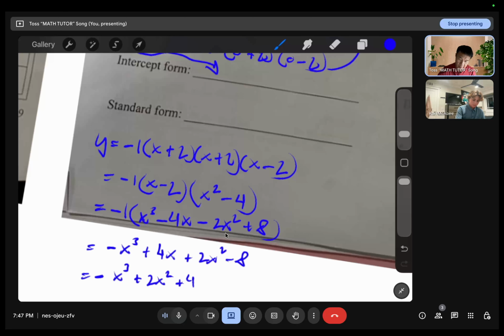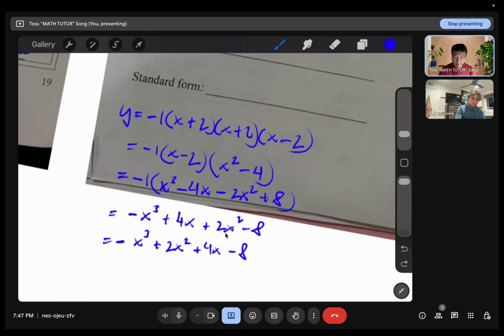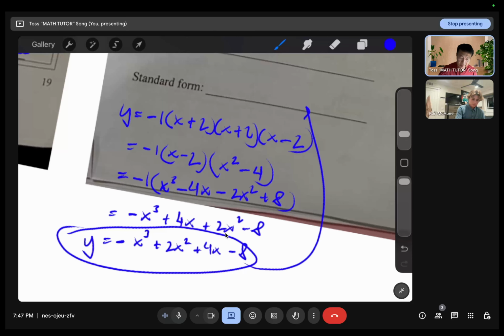But here it is, descending order, 3, 2, and 1. 4x is really 4x to the first power. And then 8 times x to the 0 power. X to the 0 power, but they don't write it, because anything to the 0 power is 1, therefore it's still negative 8. There it is. This is your standard form that you put here.